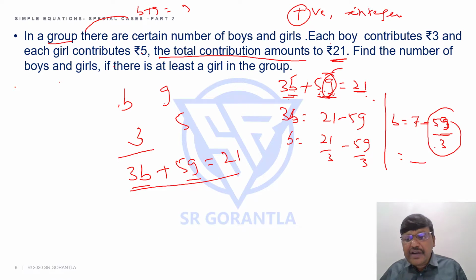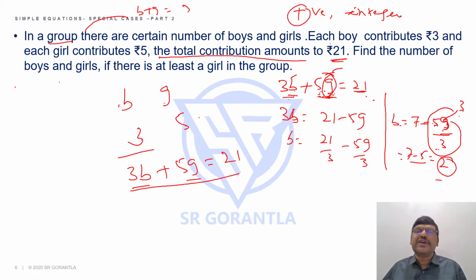If g is 1, will it become an integer? No. If g is 2, 5 into 2, 10 by 3, will it be an integer? No. If g is 3, yes, 3 gets cancelled, then 7 minus 5, it will become 2, it is an integer. Boys 2, girls 3, it is satisfying. Yes or no? If boys 2 and girls 3, it will satisfy or not? Yes.